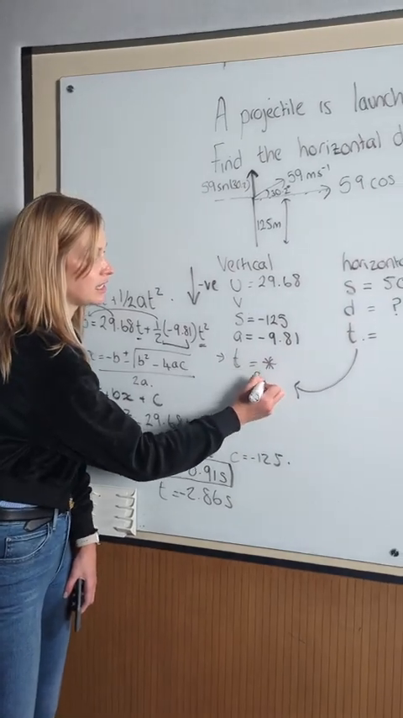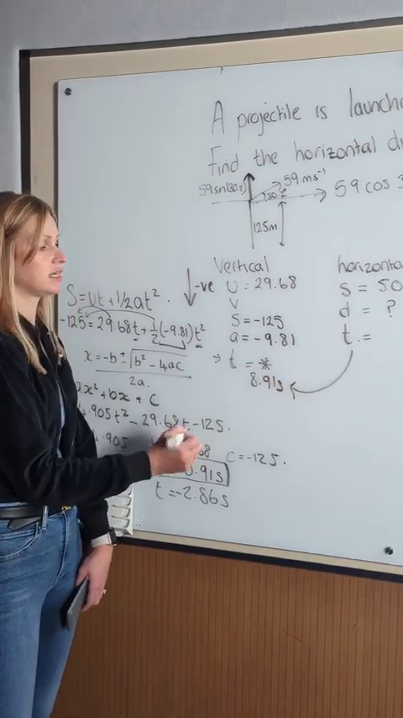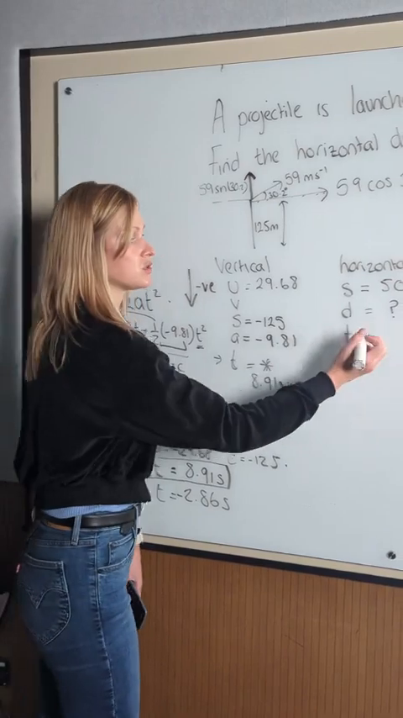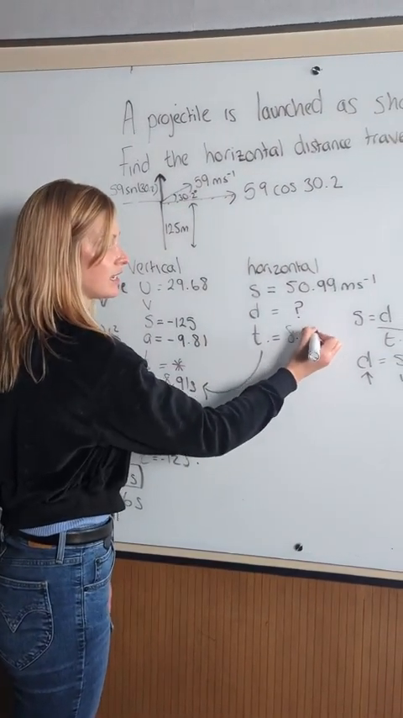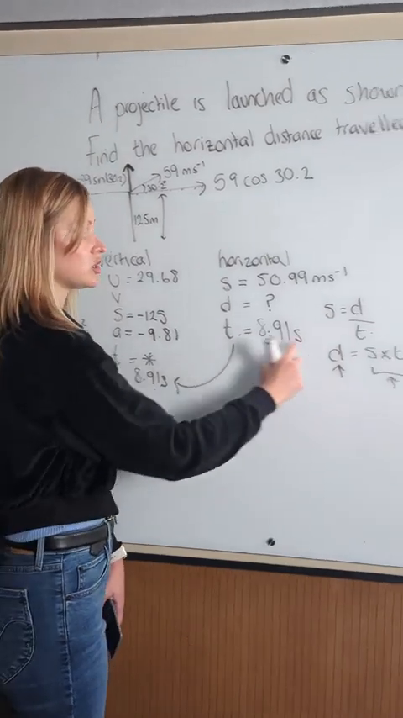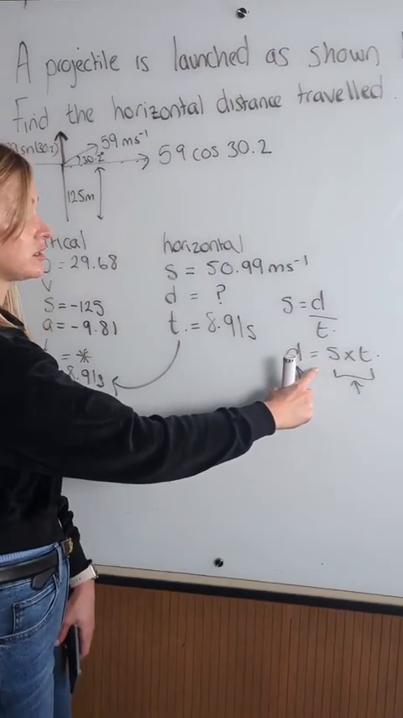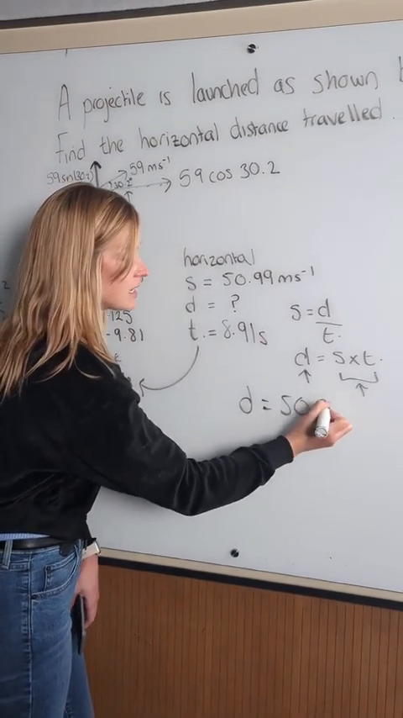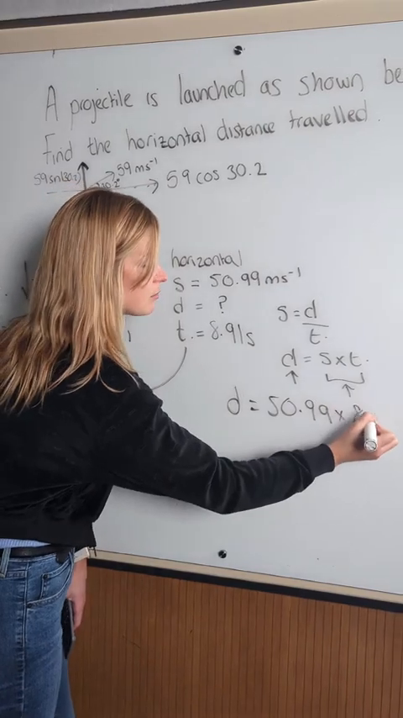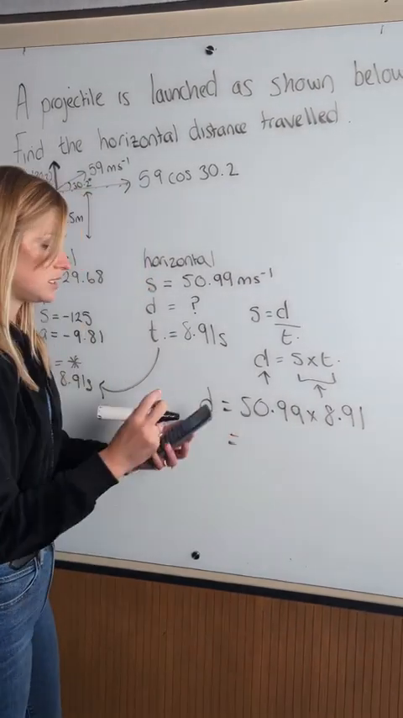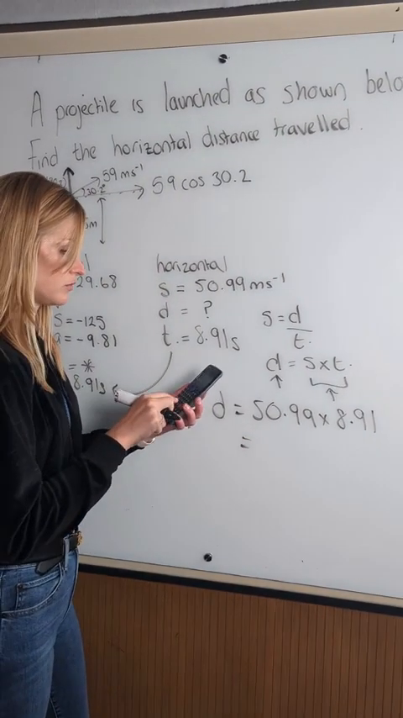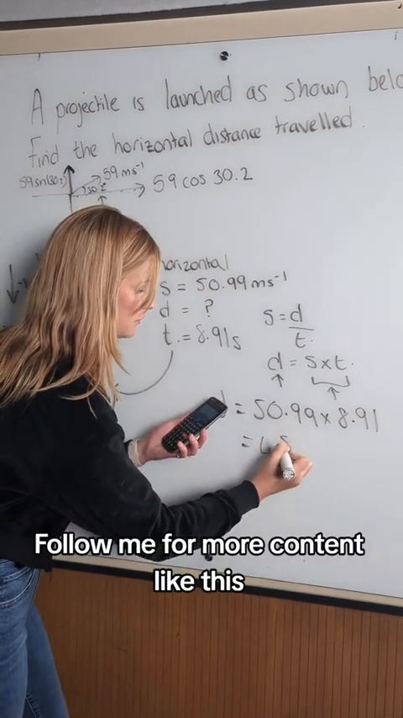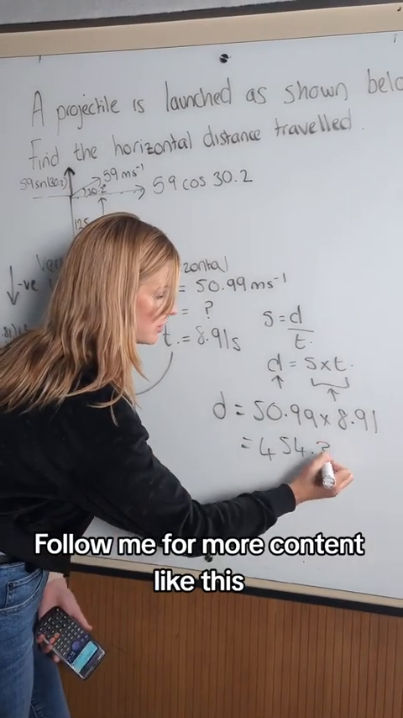So I put my number in, 8.91 seconds. Again, we know the time is the same, so the time here is also 8.91 seconds. So now I can just plug that number into my final equation. So the distance is going to be equal to 50.99 multiplied by 8.91 to get a final answer of 454.3 meters.